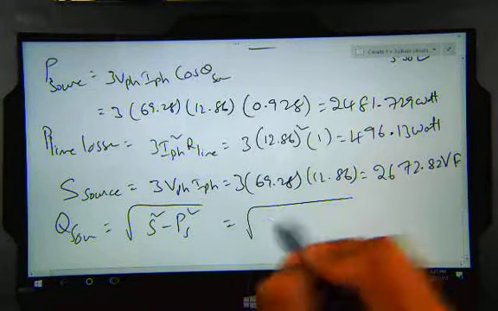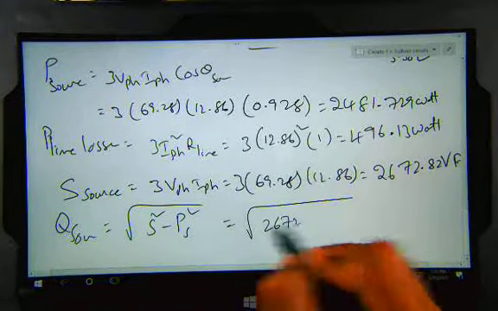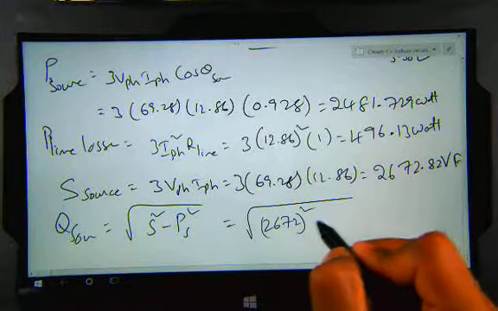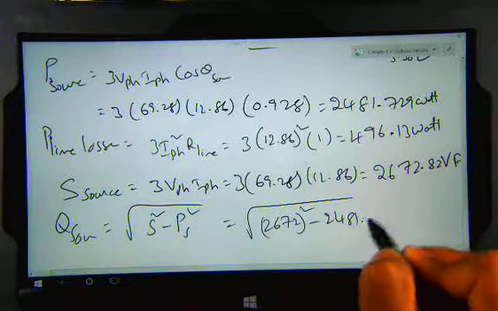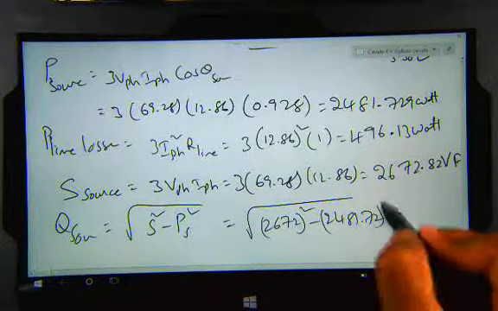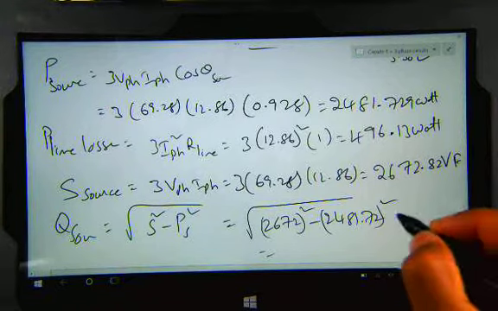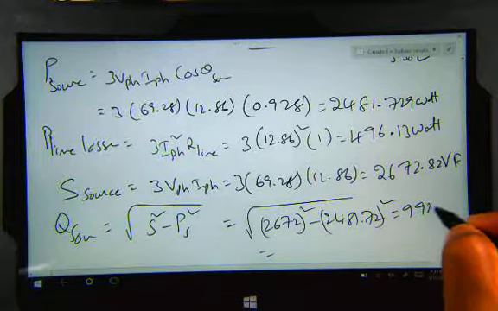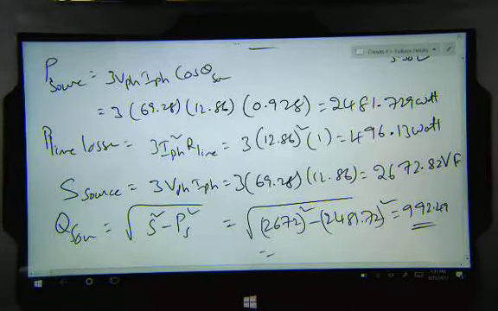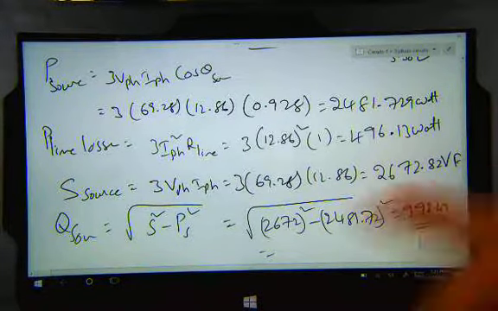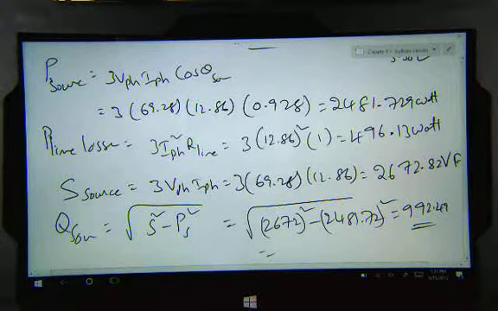Q source must be the square root of S source squared minus P source squared. So the square root of 2672.8 whole square minus 2481.72 whole square. That value is 992.49. That's the reactive power supplied by the source.